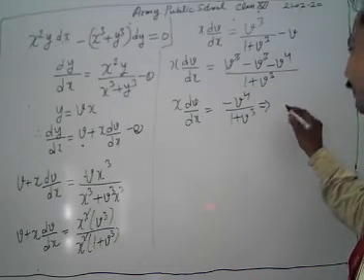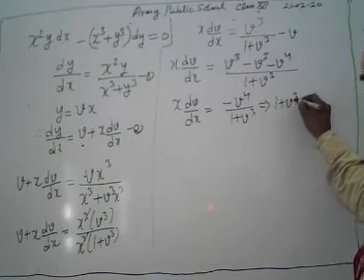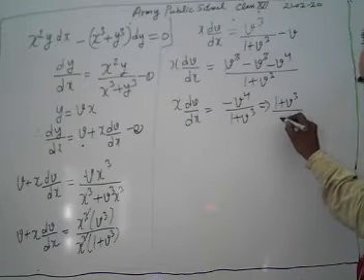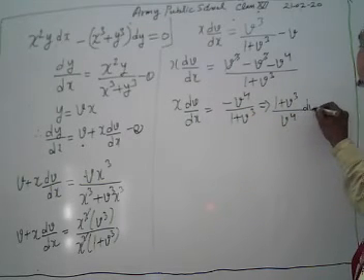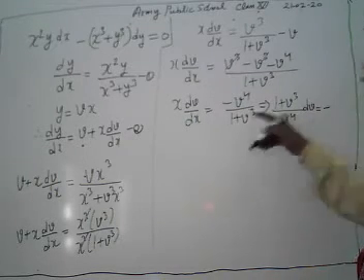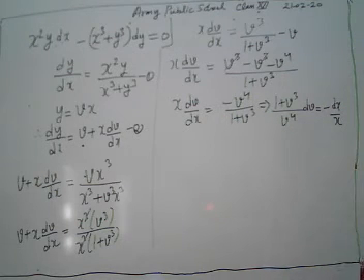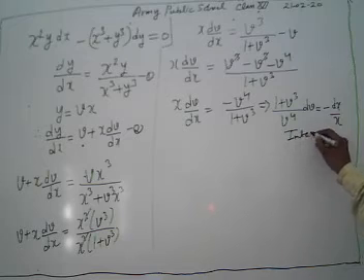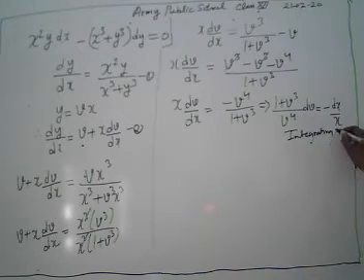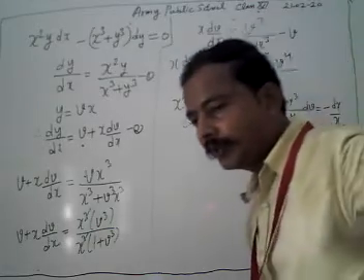Then after separating variables, we have 1 plus v cube upon v to the power 4 dv equal to minus dx by x. Now what we have to do? Yes, we have to integrate both sides. Now we are going to integrate both sides.